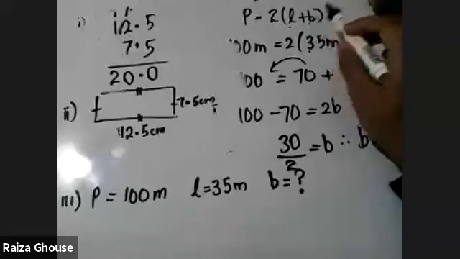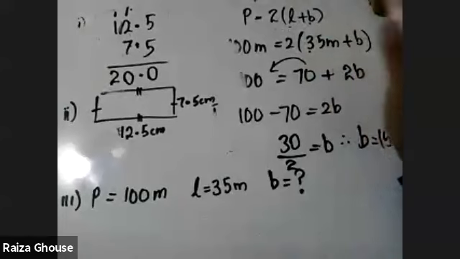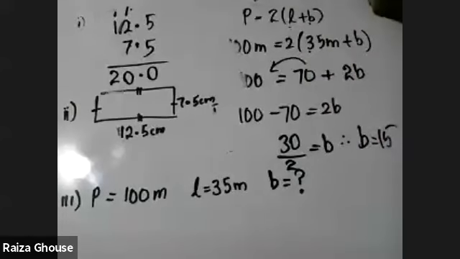That 20 should be multiplied by 2. 20 into 2 is 40 centimeters. Is that clear? Yes, okay. Then you can lower your hand.